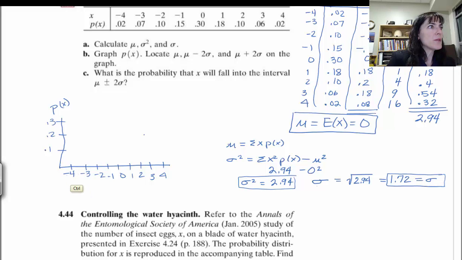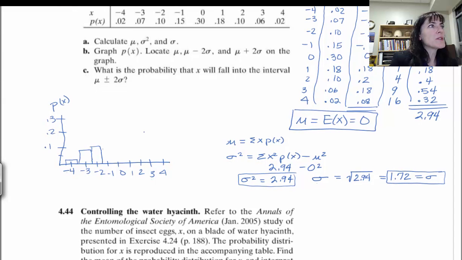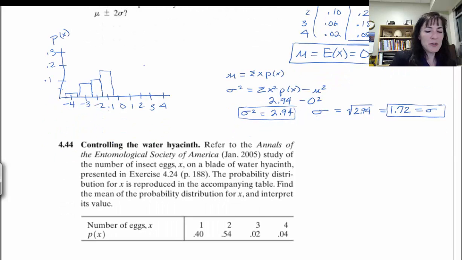And then for the -4, we had a probability of 0.02, so it's barely above ground here. The -3 was 0.07, so that's about there. And these should be touching. -2 is going up all the way up to 0.1. -1 is going up to 0.15. 0, remember that one's all the way up to 0.3.